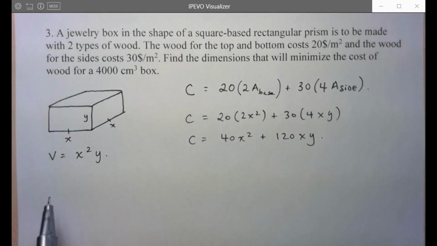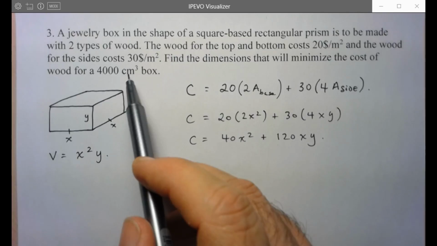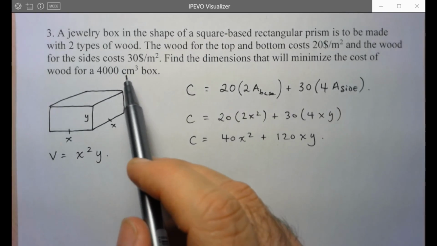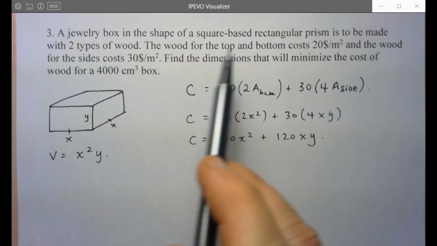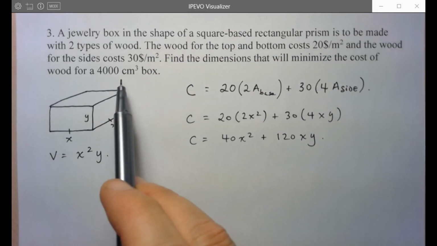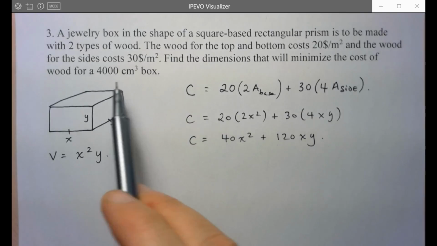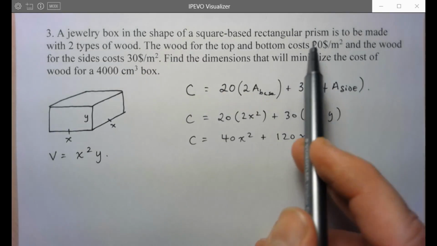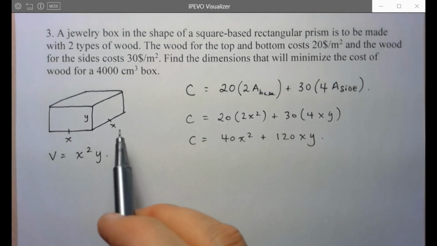Now, this is where you have to be careful. Hopefully you noticed that the volume is given in terms of centimeters cubed, but the areas are given in terms of meters squared. So I need to either write everything in terms of centimeters cubed or everything in terms of meters squared. Since I already have these 2 costs given in terms of meters squared, I'm going to work in meters instead of in centimeters.